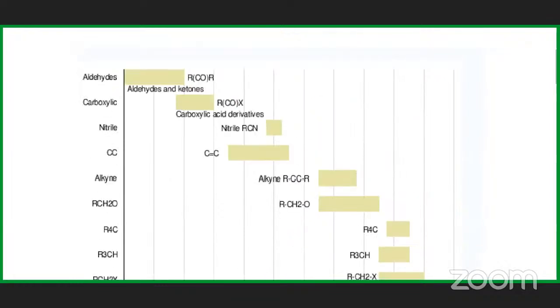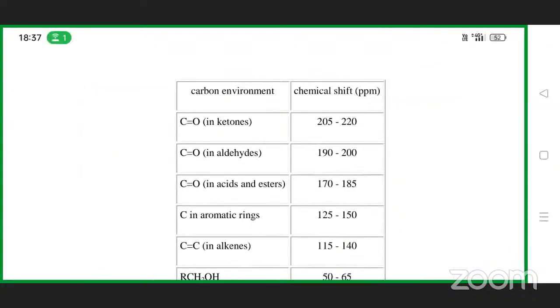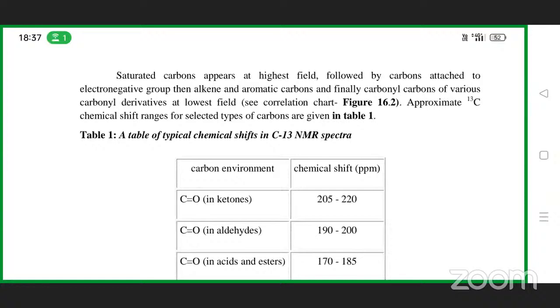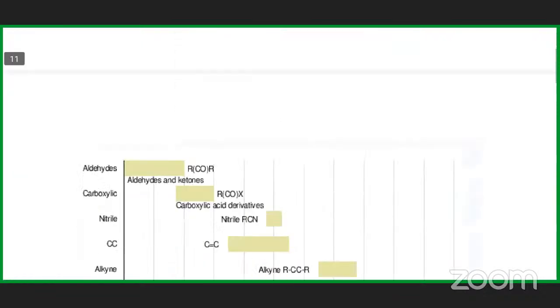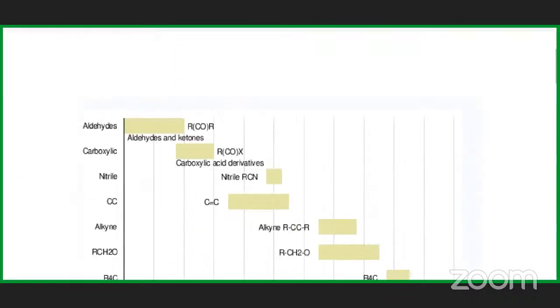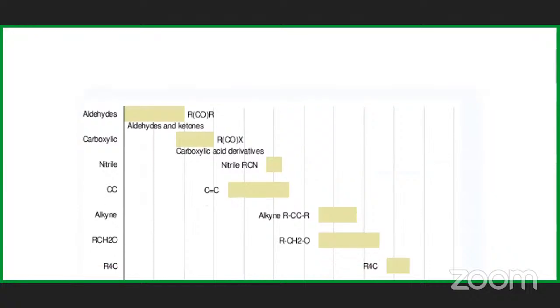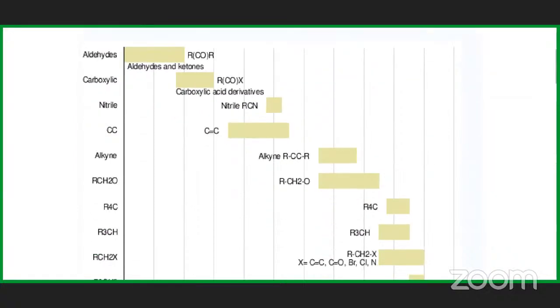Ketones are also near, because in the above table you can see that ketones are 205 to 220, and aldehyde is 190 to 200. It is a very slight difference, like 10 units. So whether the carbonyl is in the aldehyde, the ketones, the carboxylic acid or the esters, they have a range of up to 220.